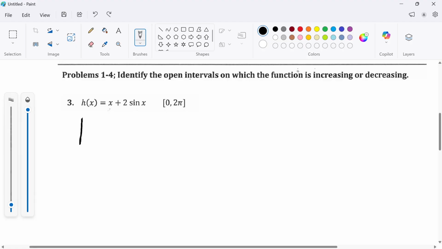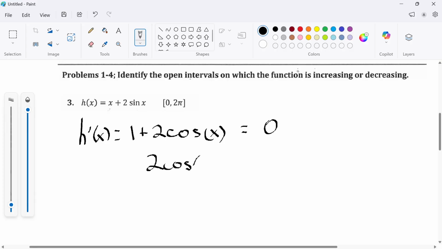So I'm going to find the derivative. H prime x equals 1 plus 2 cosine x. And I'm going to set that equal to 0. 2 cosine x equals negative 1. I subtracted 1 from both sides. Cosine x equals negative 1/2.